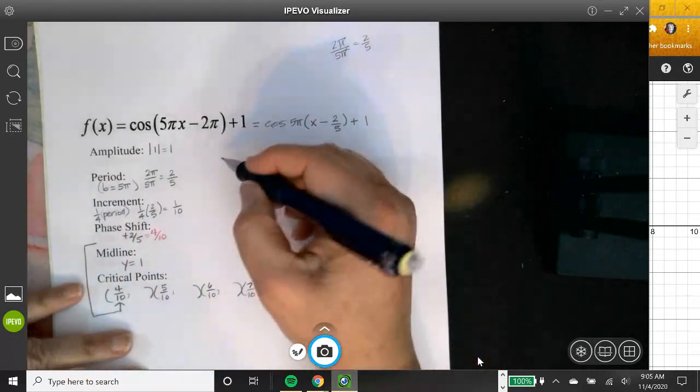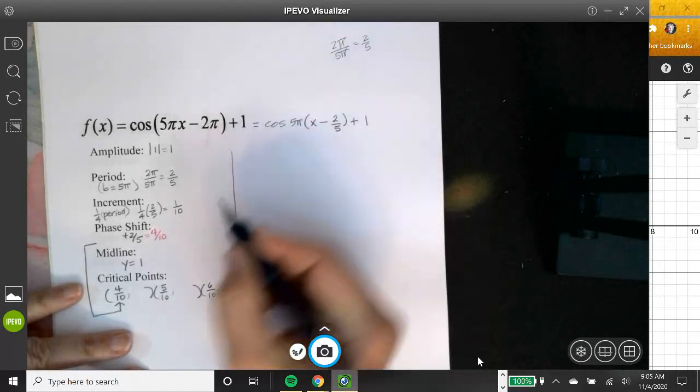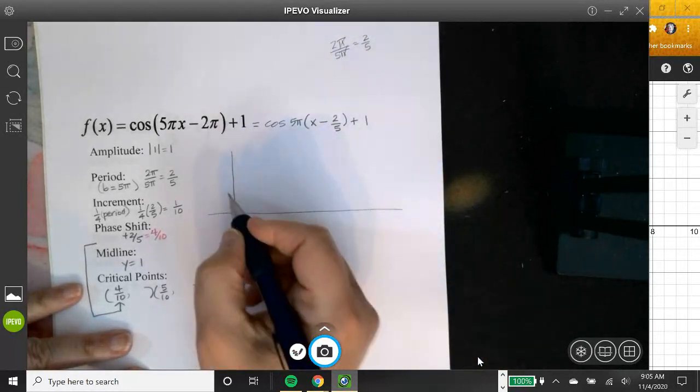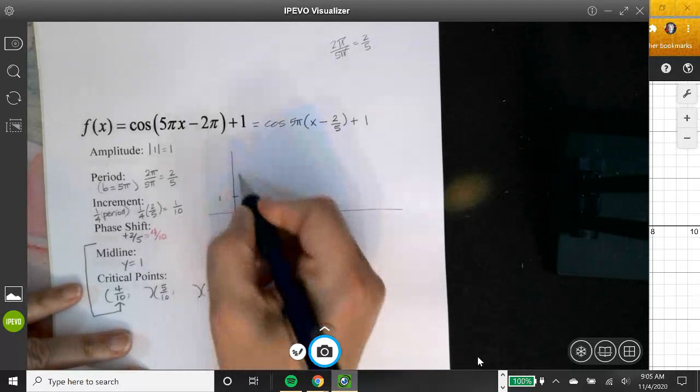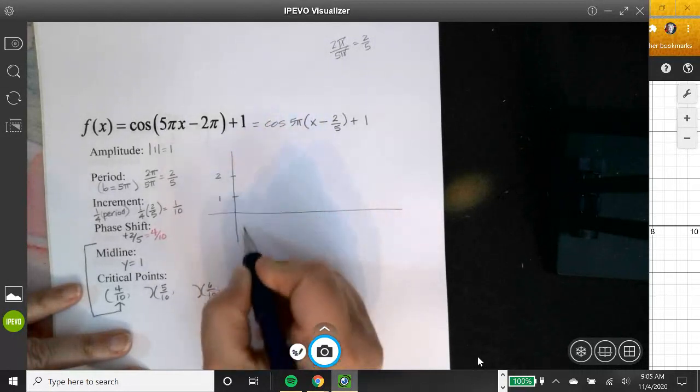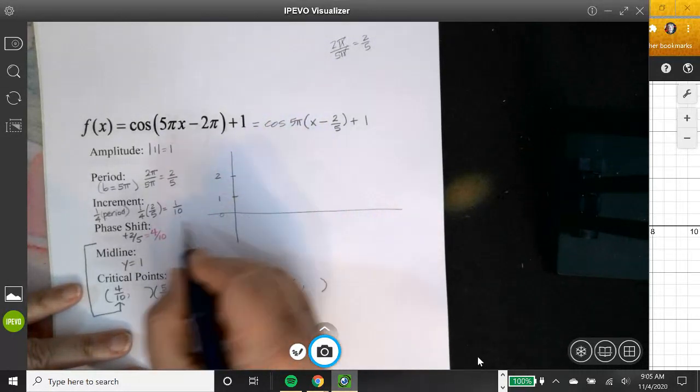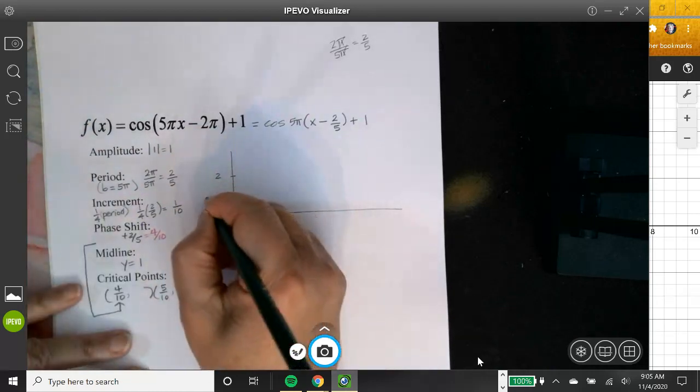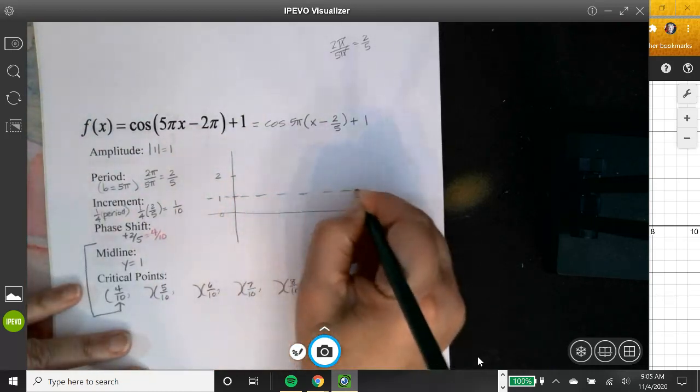All right, our midline is 1, and our amplitude is 1. So this is going to go up 1 and down 1 to 0 here. Okay, and our midline we said was 1. Here's our midline.